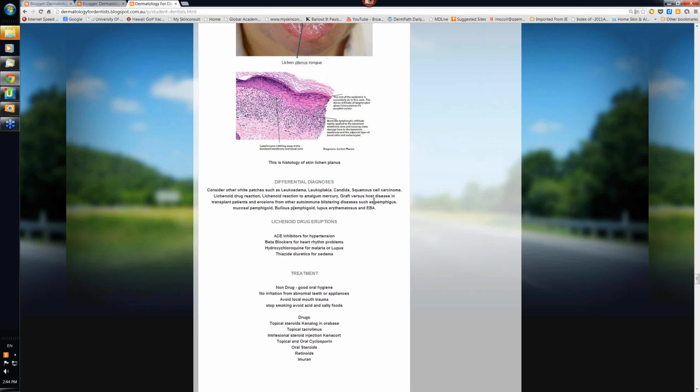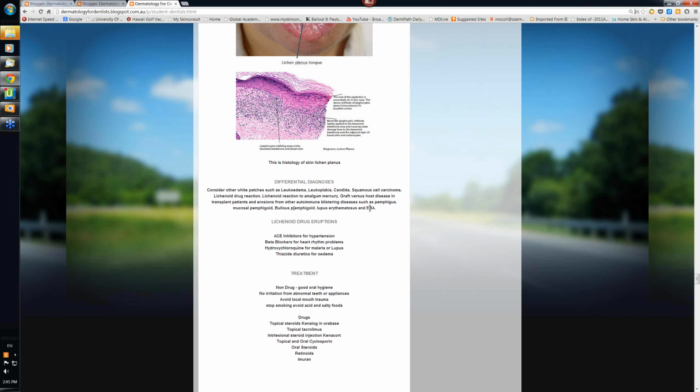Graft versus host disease. That's where someone's had a transplant. And if they start reacting again, they're on drugs to try and suppress their immune system from reacting against the transplant. But if that's not working, their immune system will attack a variety of tissues in the mouth, which is often involved as well. And they get a picture very like that severe lichen planus I showed you before.